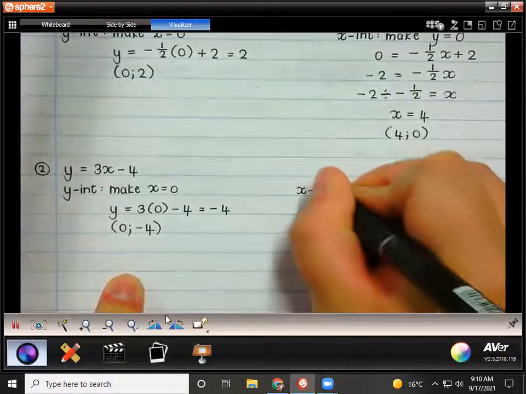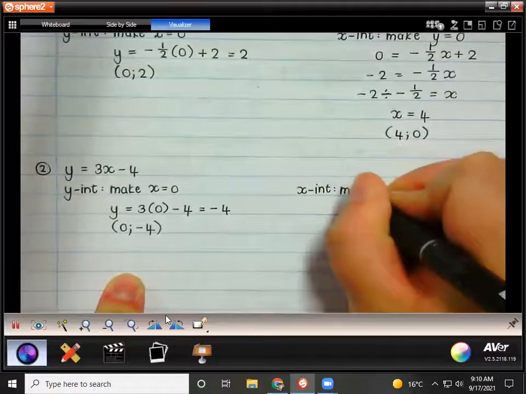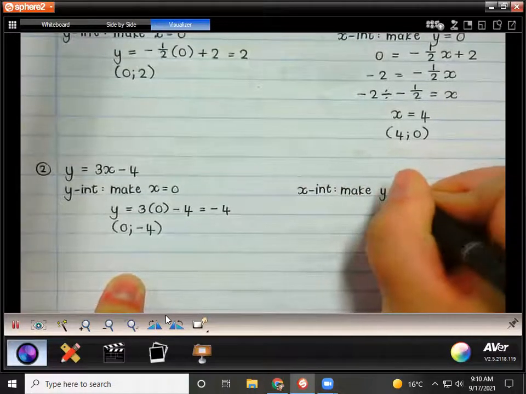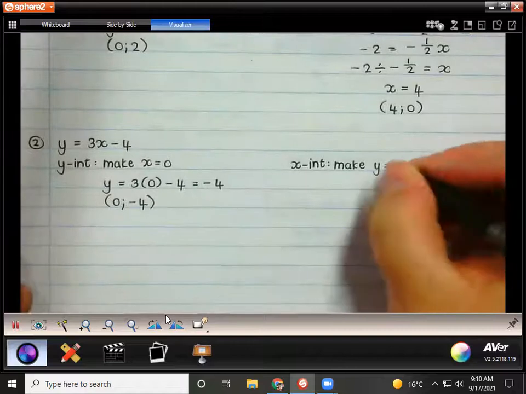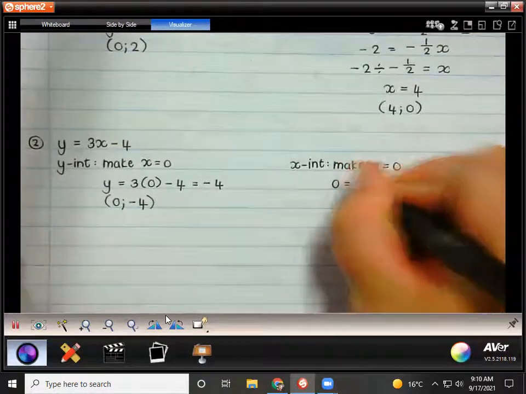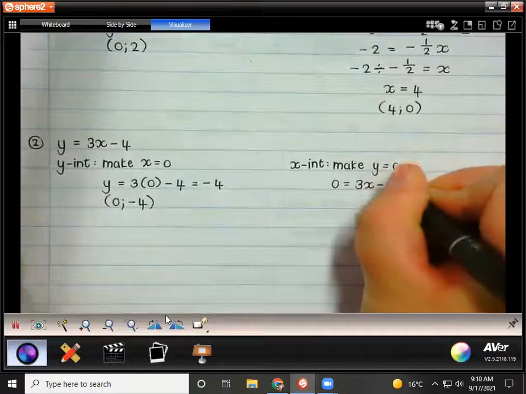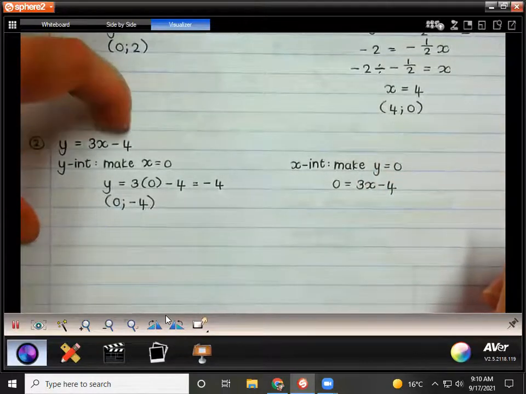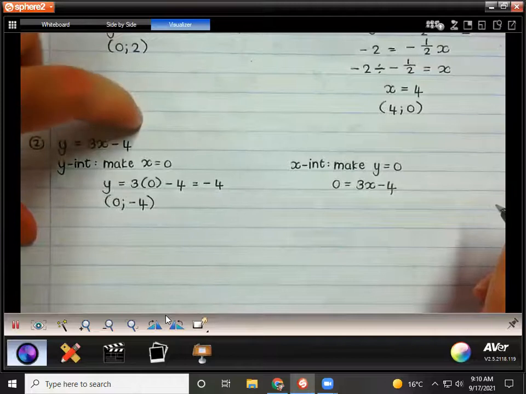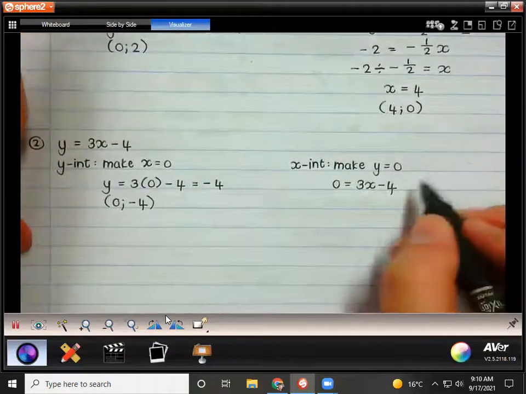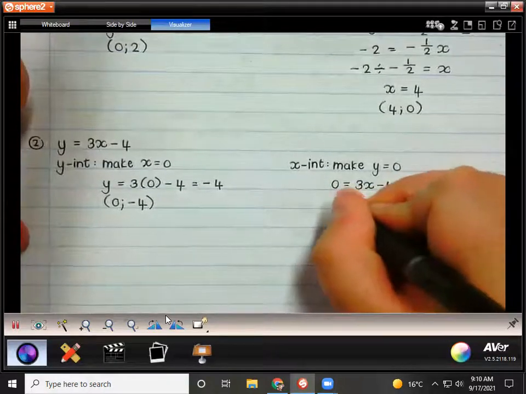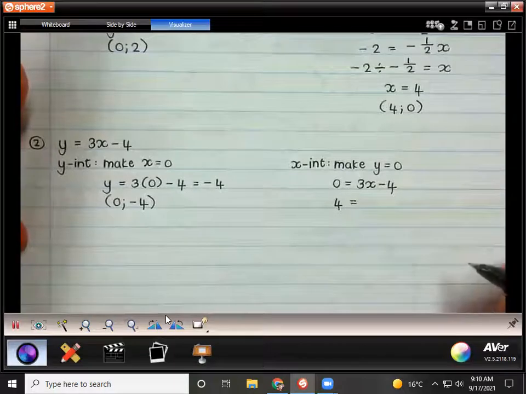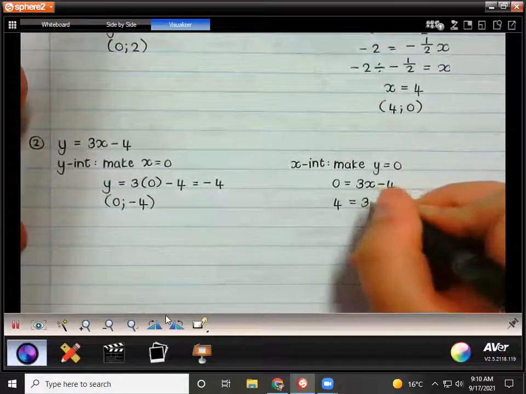Okay, x-intercept. We're going to make y equal to 0. So in our equation, we make y 0. So we're going to say 0 is equal to 3x minus 4. So instead of y equals 3x minus 4, we say 0 equals 3x minus 4. The minus 4, I'm going to have to move. It's going to become positive 4. So we have 0 plus 4 is just 4, and that is equal to 3x.